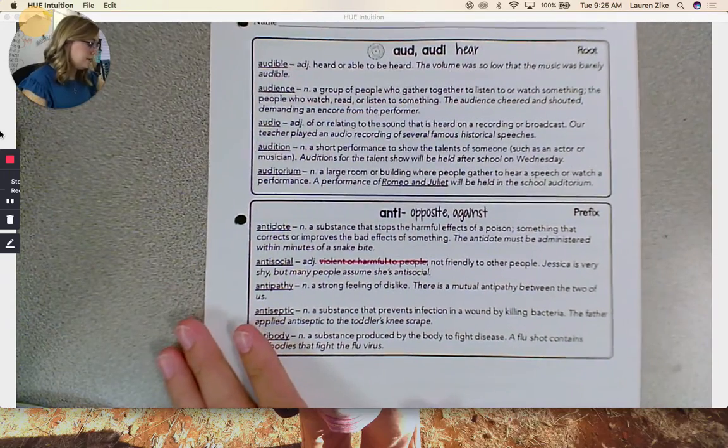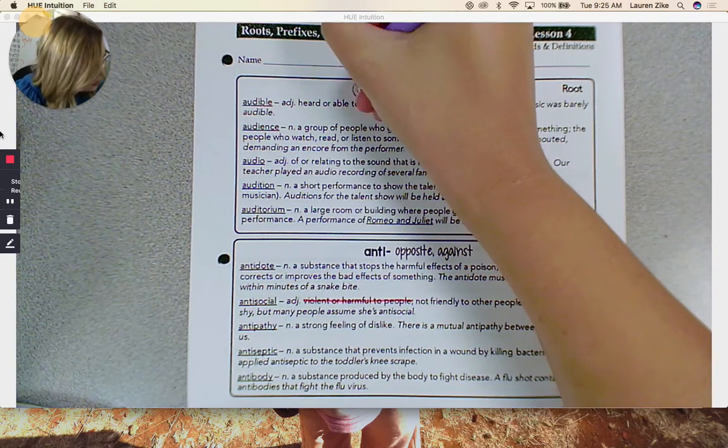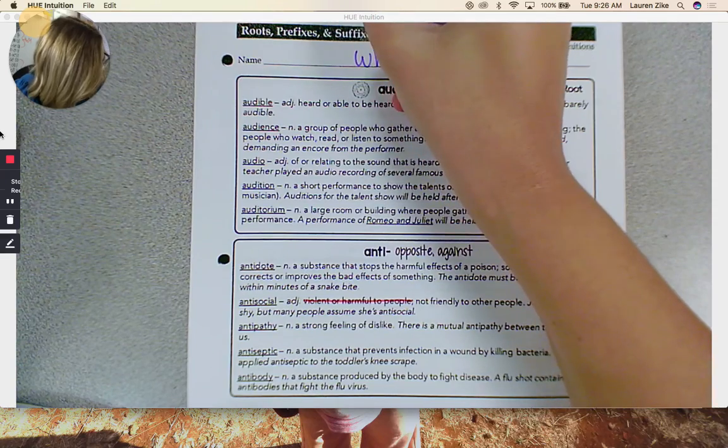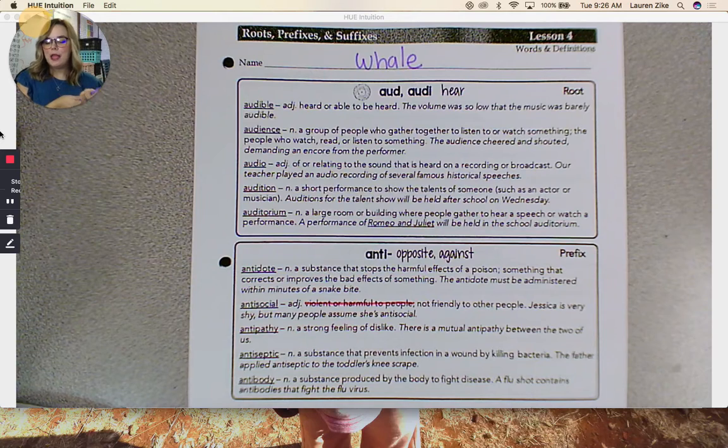And last but certainly not least, your secret word of the day. And that secret word today is whale. So I have a whale sticker on my computer. It says you are whaley cute. So your secret word today is whale.